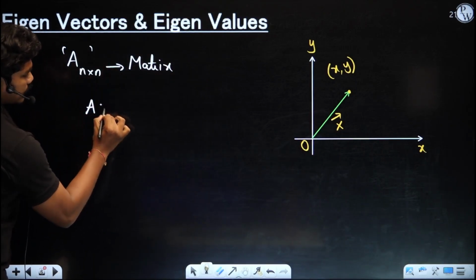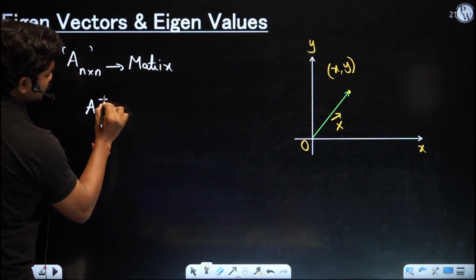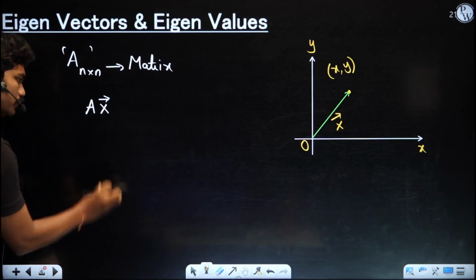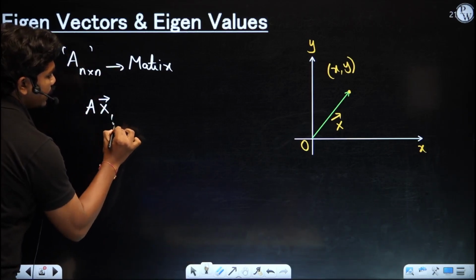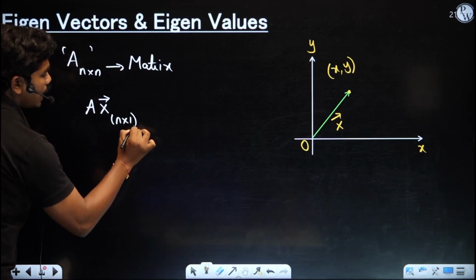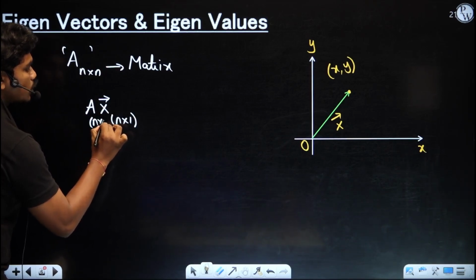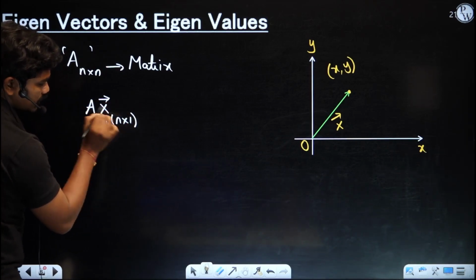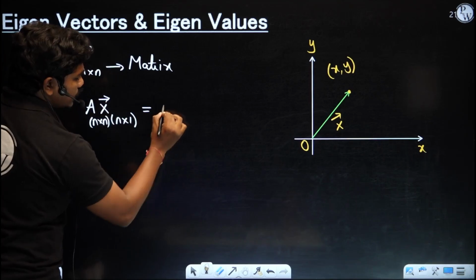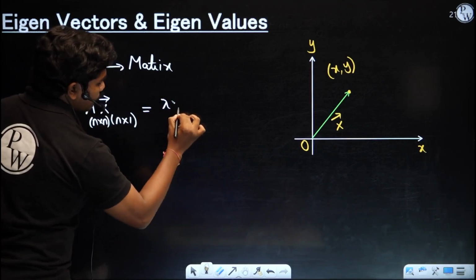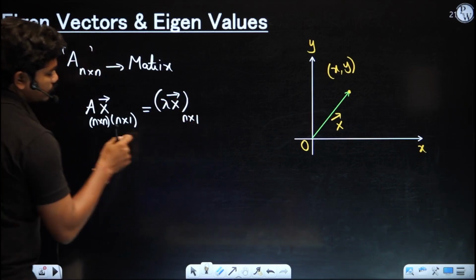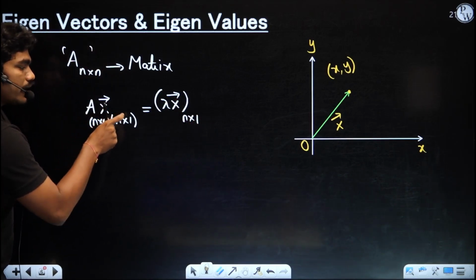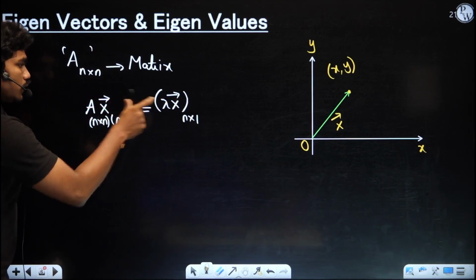Then A into x bar, let us suppose this is the vector A into x bar. So x bar is normally some column vector which we write. So let us suppose this x is actually an n by 1 vector and this A is an n by n matrix. So when you perform this multiplication, what you get actually, you will get some lambda times x bar, which is also of size n by 1 again, because when you multiply two matrices of size n by n and n by 1, but these two are denoting vectors.